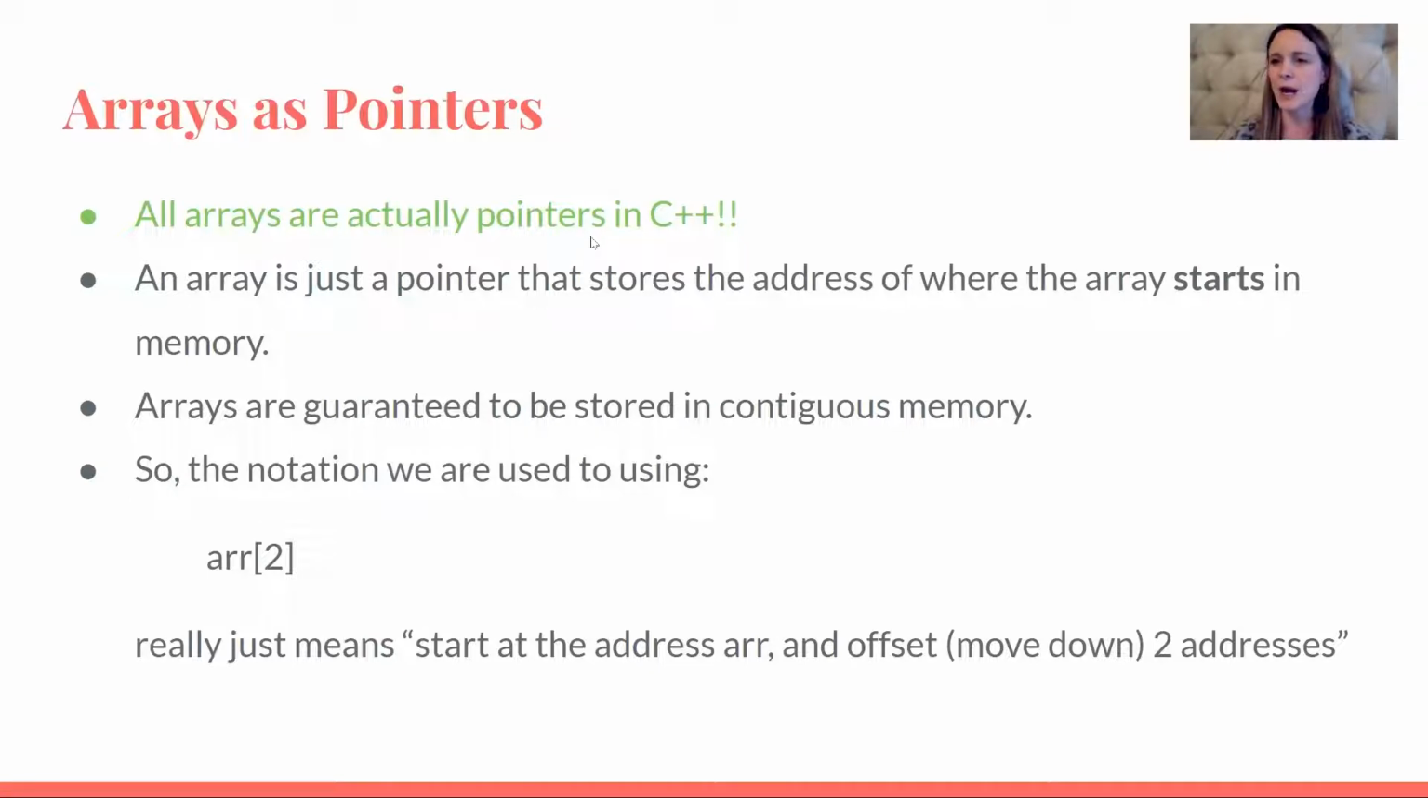And that also explains why we use zero indexing. Because I'm saying go to this address, and then the number we put inside the square brackets is your offset. How many values in memory do I need to go down to get to what I'm looking for? So if I want the initial value, I don't need to offset at all. I don't need to travel anywhere. I'm already where I want to be. So I would add 0 to that offset. Okay. So an array is just a pointer that stores the address of where the array starts in memory.